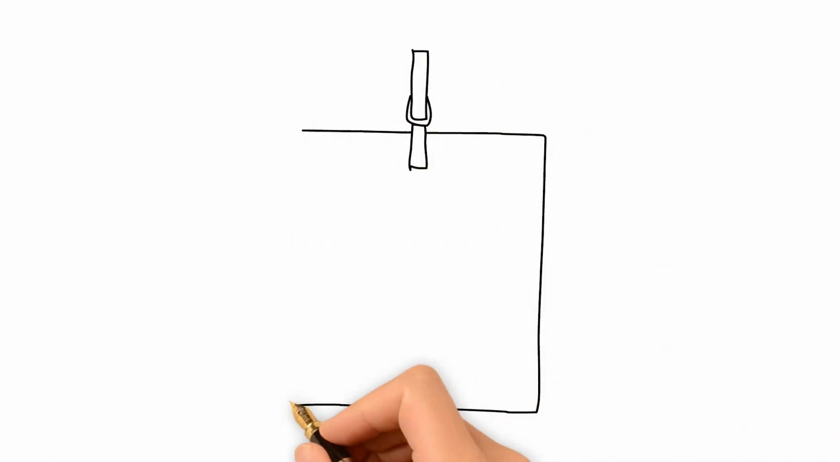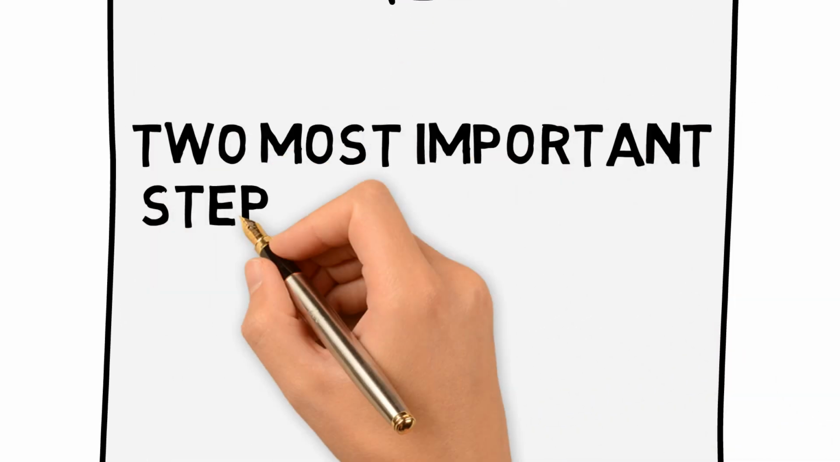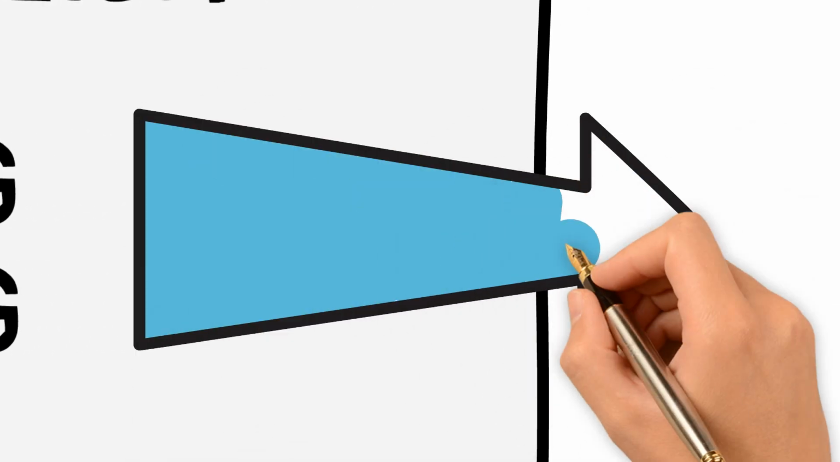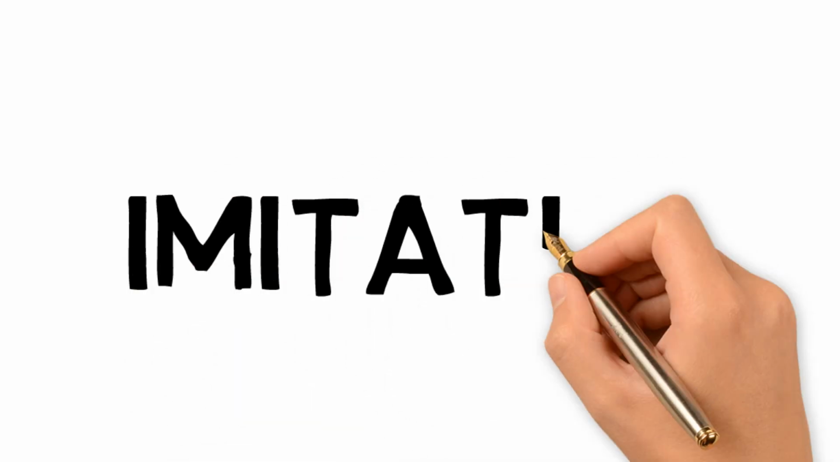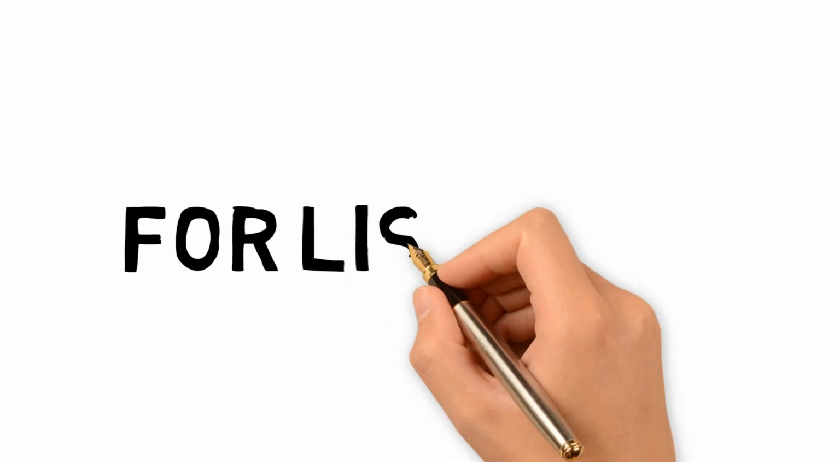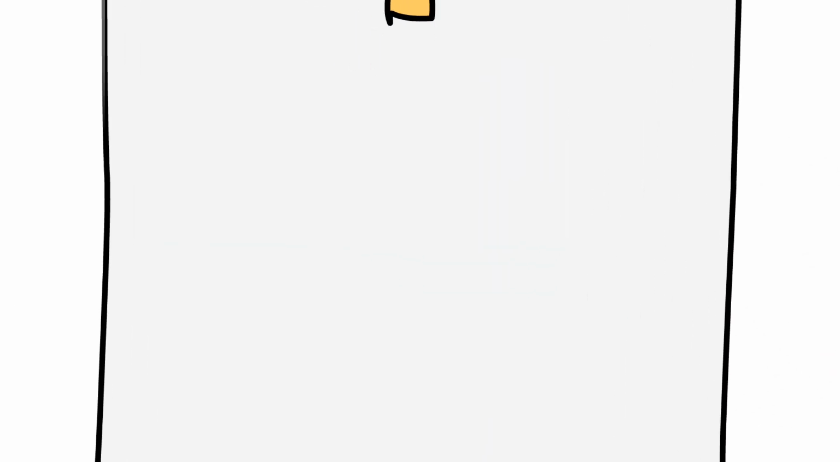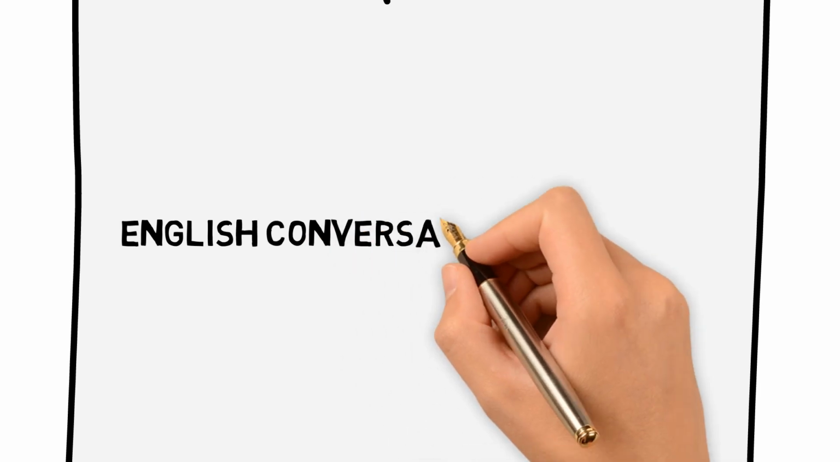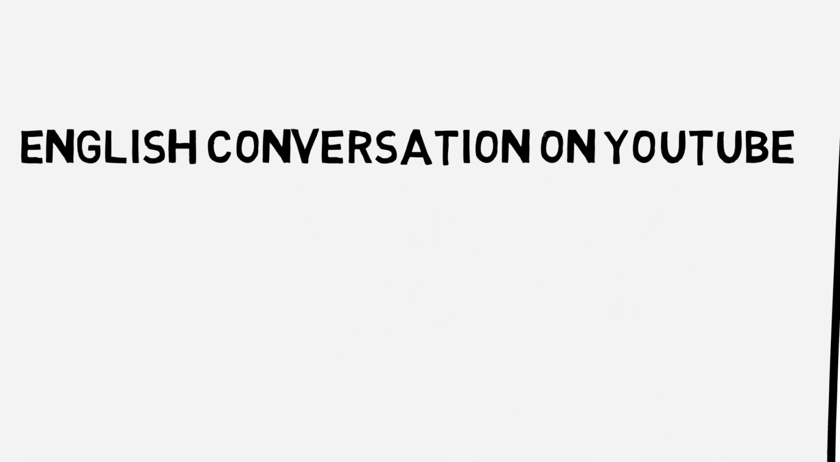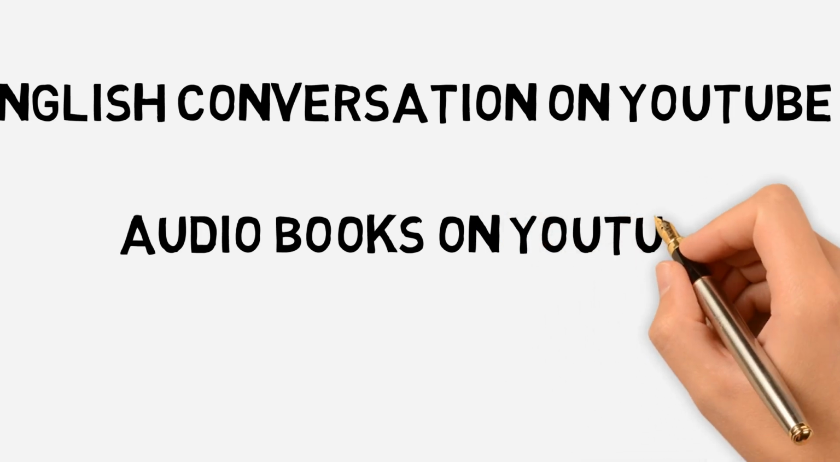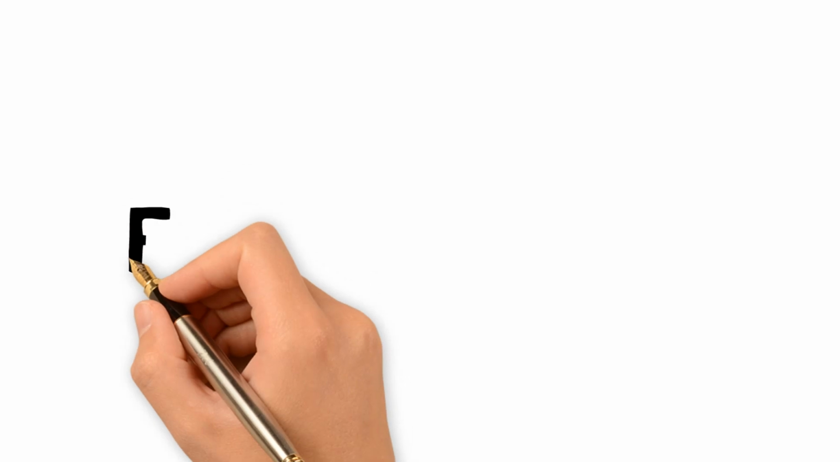So to give a brief summary, I feel the two most important factors in order to improve your spoken English are, first and foremost, listening, and the second, speaking, and both can be combined and called the imitation process. So imitation is listening and speaking. Now in order to improve your listening skills, I can help you with that. I am giving you certain links of English conversation videos on YouTube, which are in the description box below, as well as links to audiobooks. So you can start listening from those links.